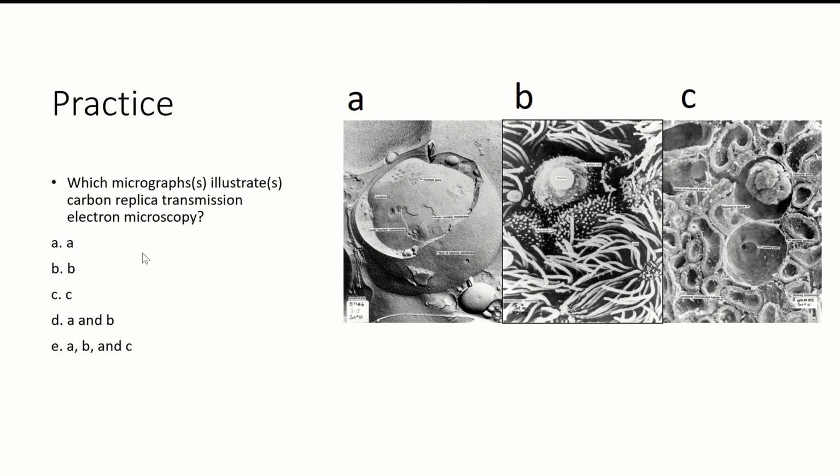Okay, so which micrographs illustrate carbon replica transmission electron microscopy? So yes, all of these are electron microscopy, and so now we're looking for the one that is carbon replica. So I will go ahead and tell you, carbon replica is the one that looks like a Play-Doh mold, right? And so that one is going to be A, right? That's that lymphocyte that we're looking at. So it does look like a Play-Doh mold. It's a little carbon replica of what we've made.